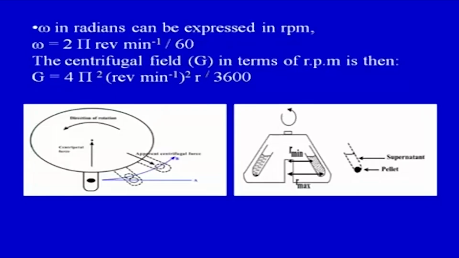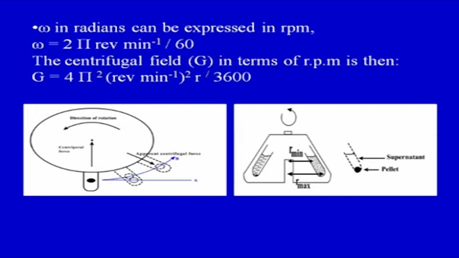Now, this angular velocity can also be expressed in terms of revolutions per minute, and you can write that angular velocity, omega, equals 2 pi revolutions per minute divided by 60, or it could be written in terms of g force or centrifugal field, which is 4 pi square revolutions per minute square into r divided by 3600, that is the square of the 60 here.